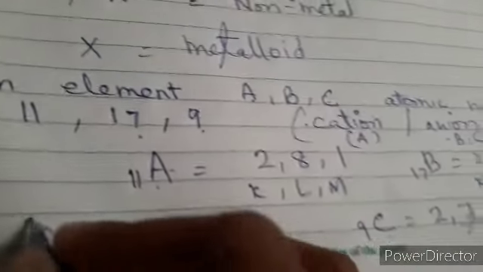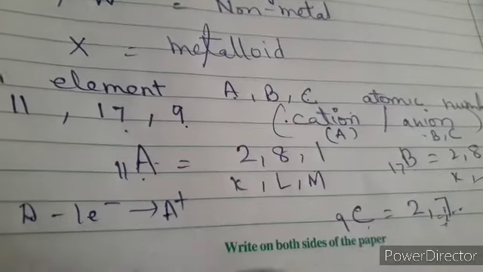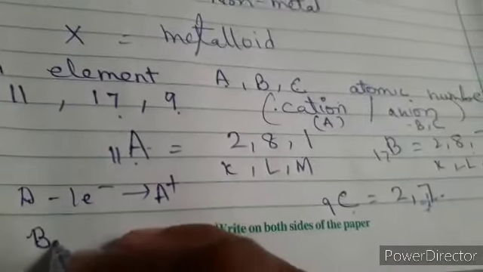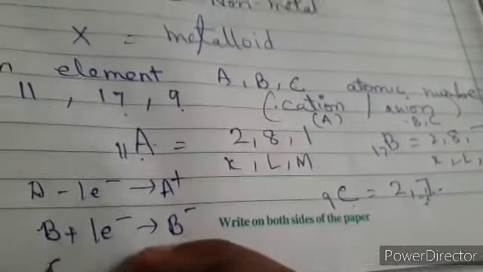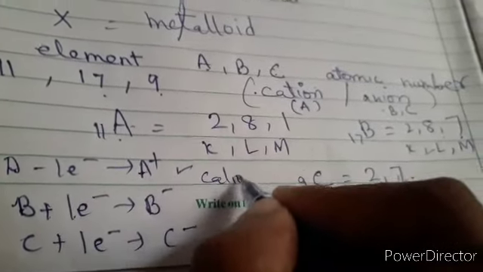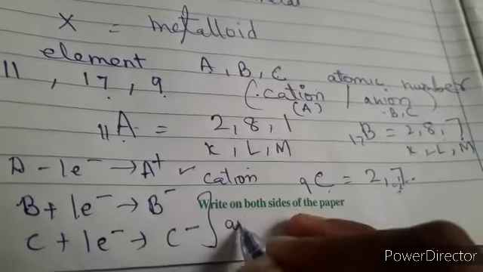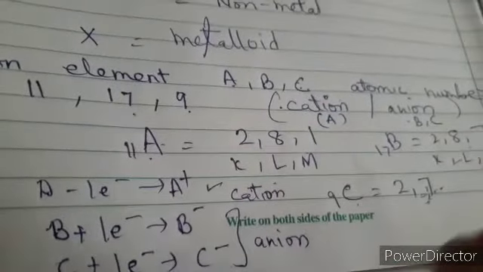Let's see, A will lose 1 electron, and when it loses one electron it becomes 1 plus. B was taking 1 electron, so it was holding a negative charge. C was also taking 1 electron, so it was holding a negative charge. So A is forming a cation, and these two are forming anions. So this is also a way to judge the answer. You should know all the ways to judge your answers.